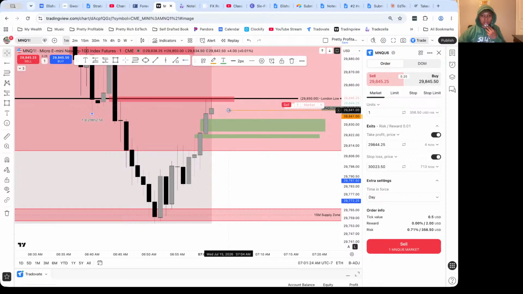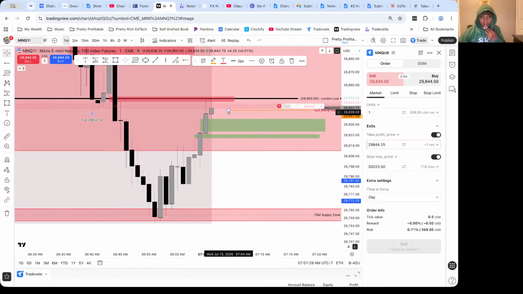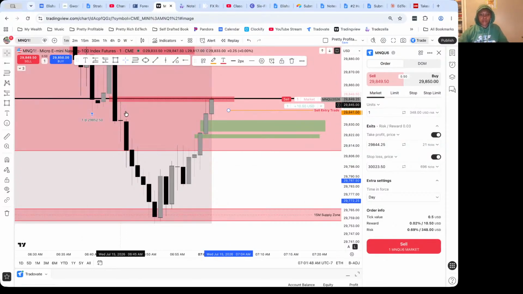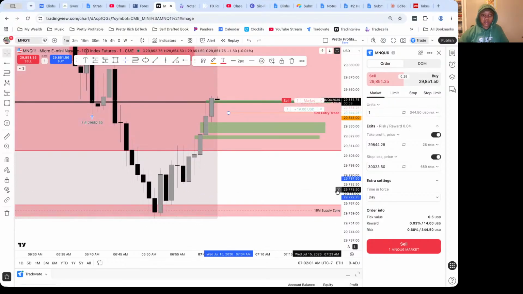Let's just see how this goes. And this will be a sell. Let's just see off this zone. Let's see if it's even respected at the zone. This 15-minute supply is not respected.